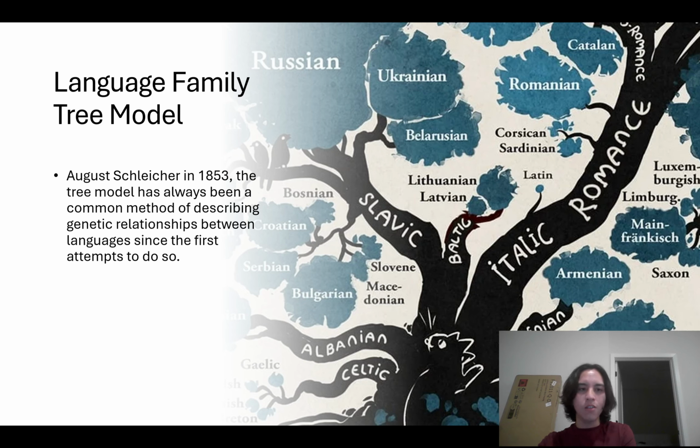In 1853, August Schleicher made this language family tree, showing where all their roots lie and how they all come into their own modern languages as we know them. Like Slavic, which includes Russian and Ukrainian, and the same with Romance languages.